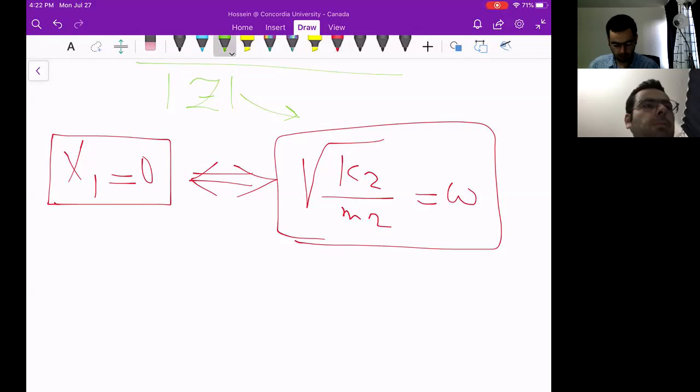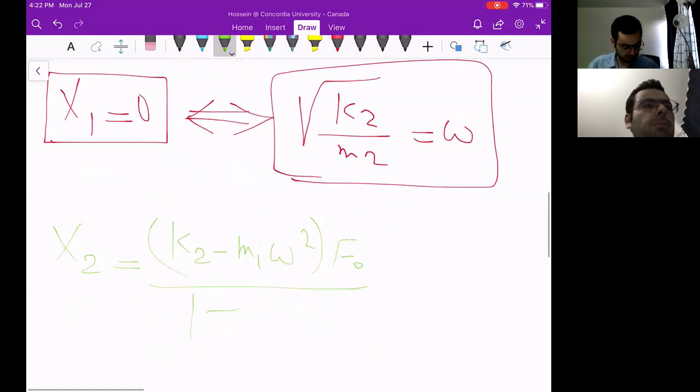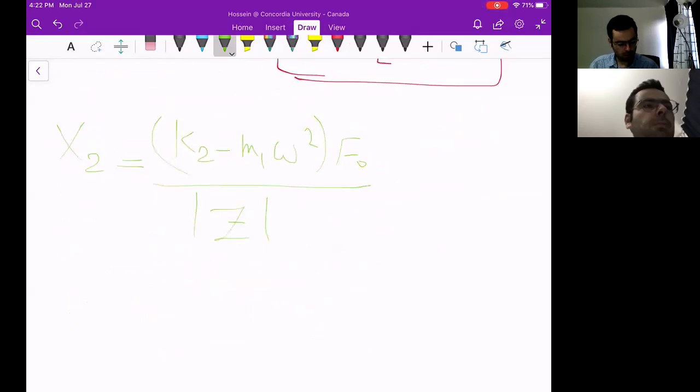However, the vibration of the absorber mass is K2 minus, for this system, M1 omega squared, F naught over the determinant of matrix Z. So this was just an introduction to the problem, and let me just read the problem.